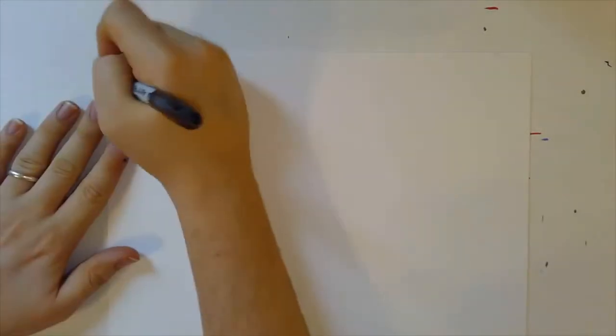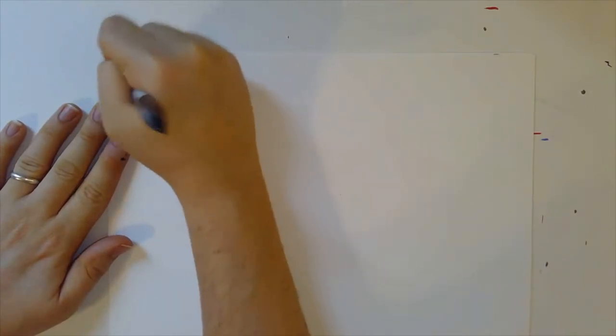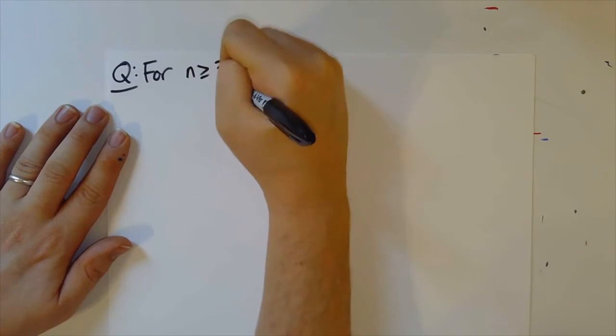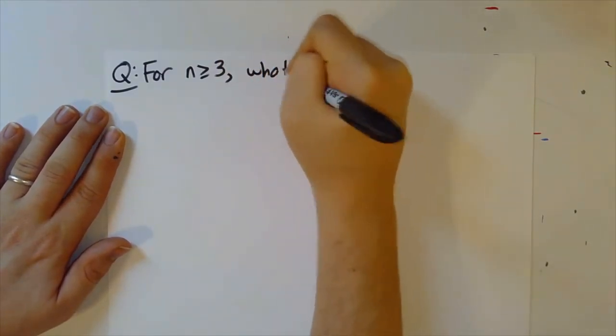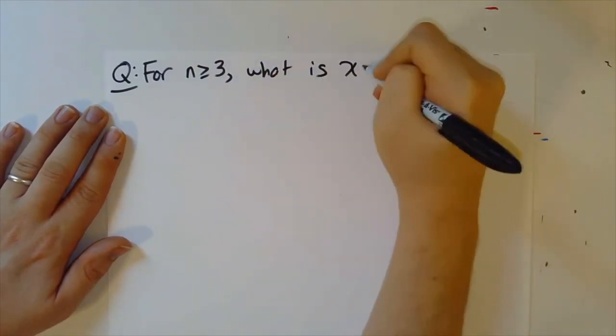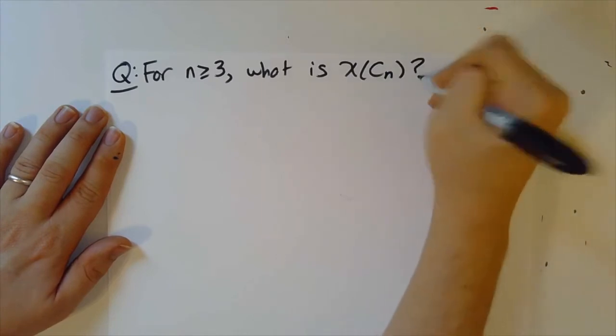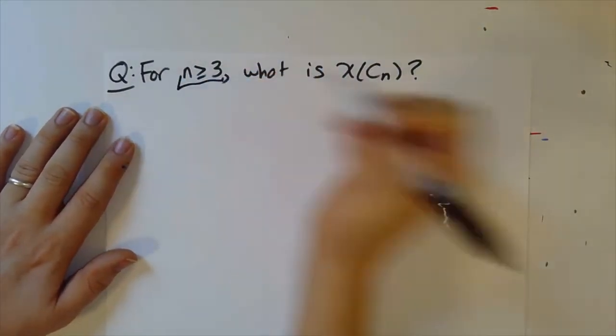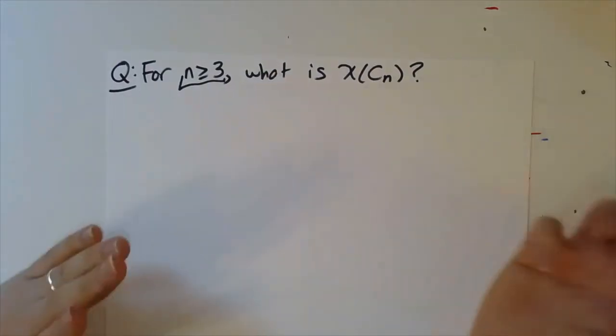I'll leave as a question for you to think about for now, and this will appear on the homework, but in general, for n greater than or equal to 3, what is the chromatic number of the cyclic graph on n vertices? Okay. And remember, the only reason I'm saying n is at least 3 here is because there is no cyclic graph on 2 vertices.